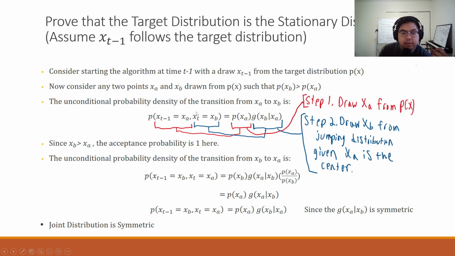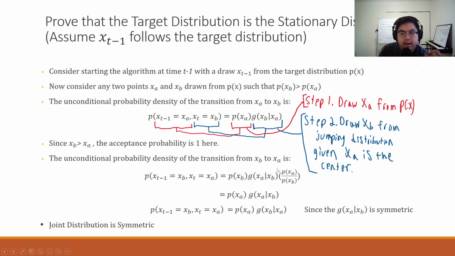So we can reduce this transition density into two steps of the Metropolis algorithm. First, draw x of a from p of x. That's the first step. Next step, draw x of b from a jumping distribution centered at x of a, right? And that's it. Those are the marginals of this density.